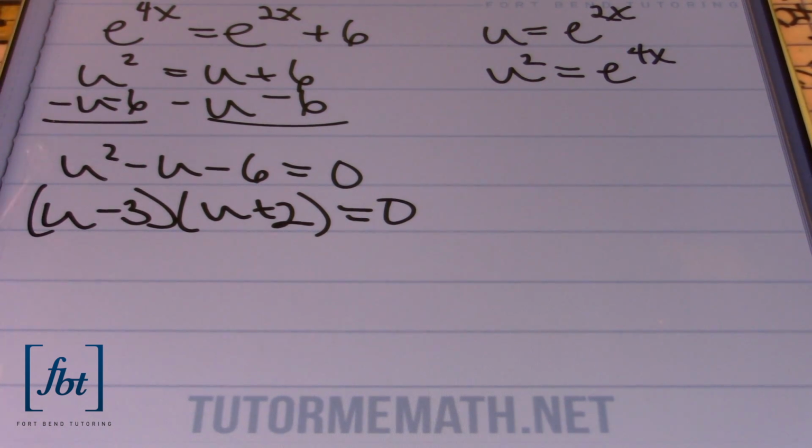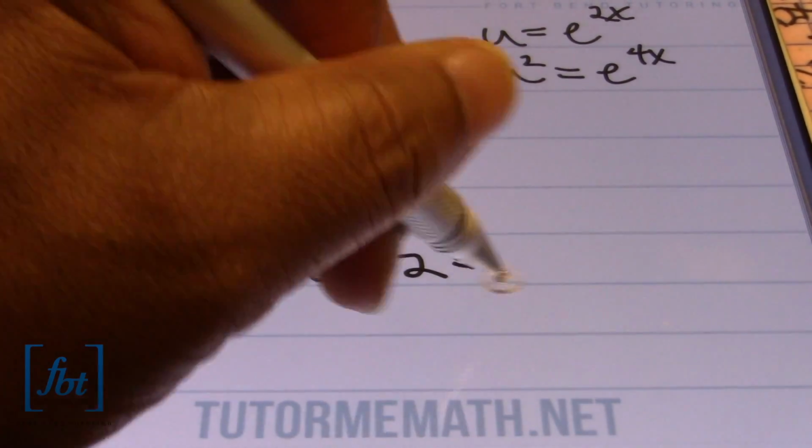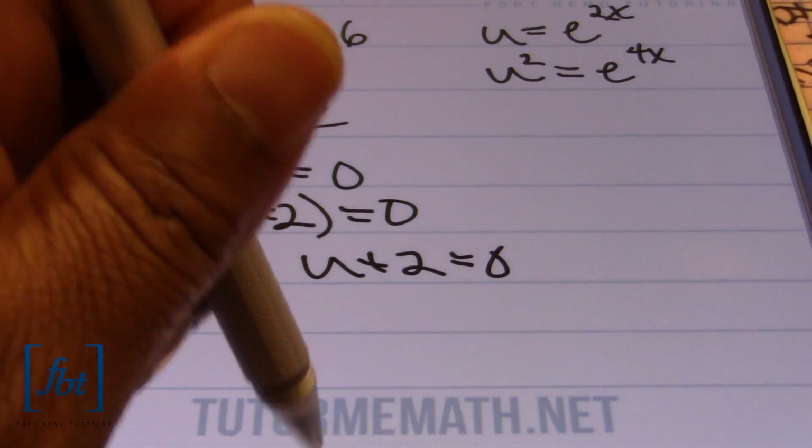Let's set these factors equal to 0 using the zero factor property. We have u minus 3 equals 0, u plus 2 equals 0, and then solve for each of these equations here.